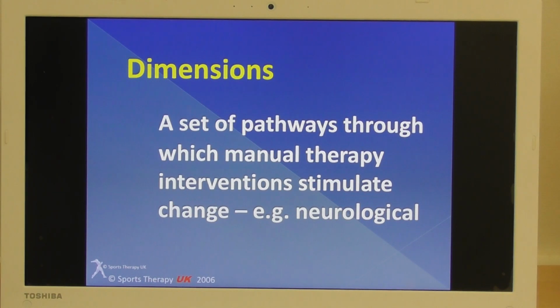Dimensions we mentioned before, in weekend 1, day 2, are a set of pathways through which manual therapy innovates to stimulate change. Whether it's a neurological change, trying to reduce tone or reduce spasticity in that muscle, whether it's physiological, so we're thinking about fluid movement, lymph and blood, whether it is physical, so thinking about stretching tissue, and then we have our psychological, which is continually running through all of our treatments.